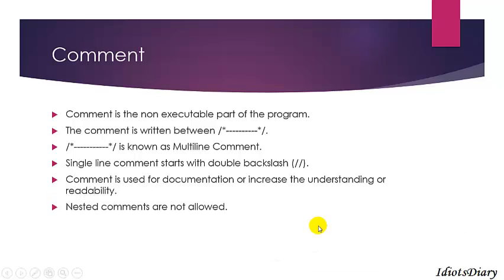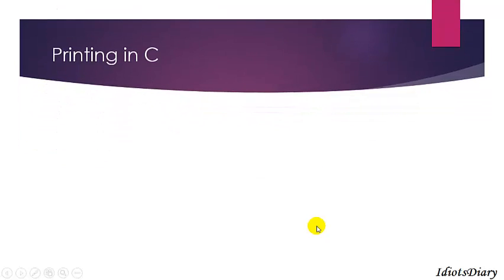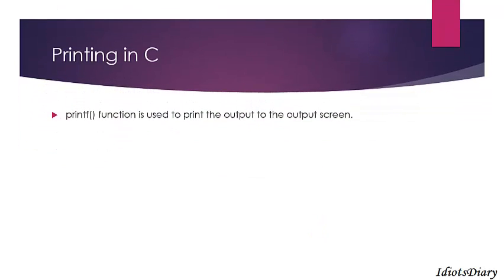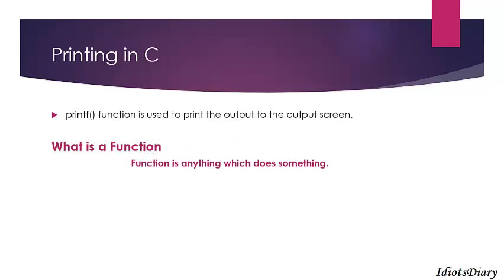Now we will discuss how to print something on the output screen in C. In C, to print something on the output screen, the printf function is used. At first, we will discuss what a function is. I said that a function is anything which does something. To understand this fact, let's take an example.